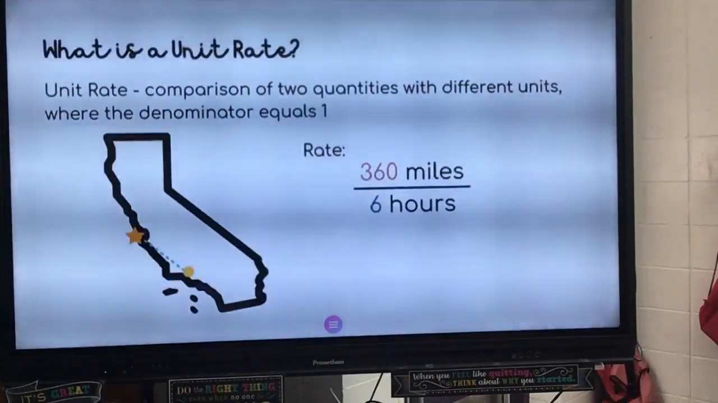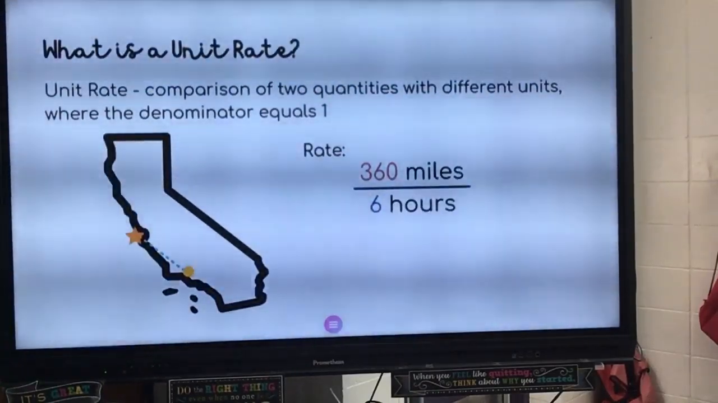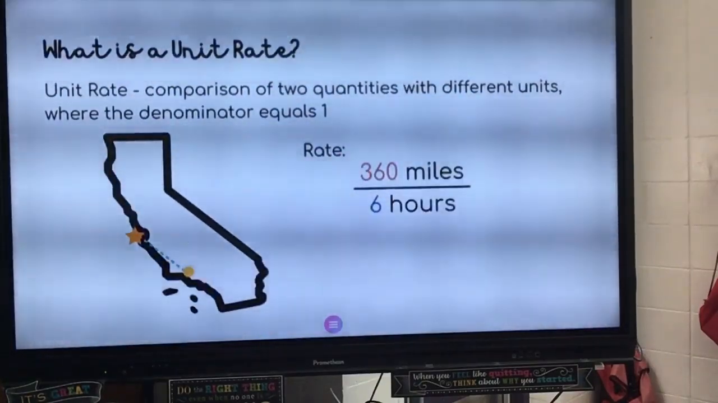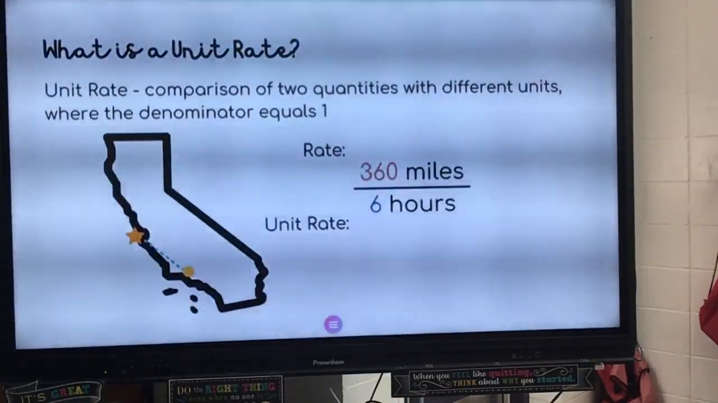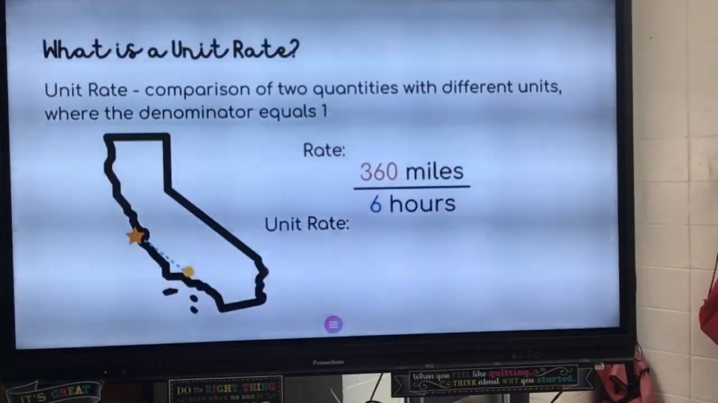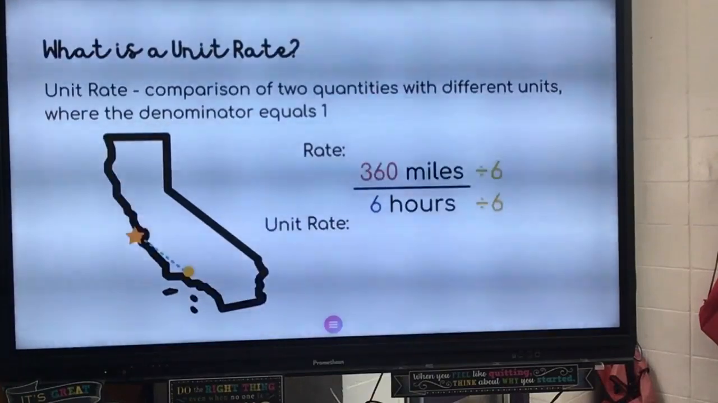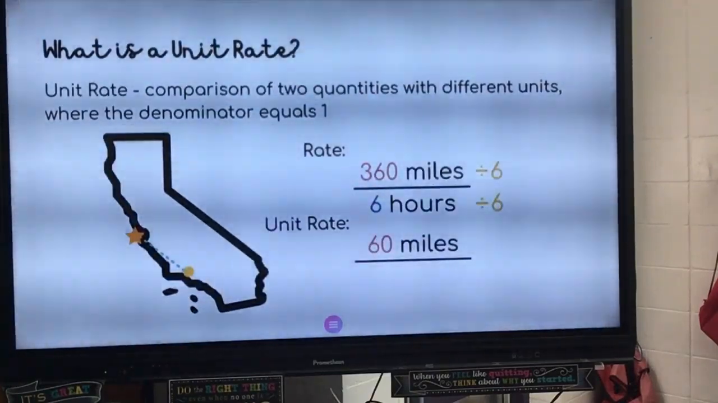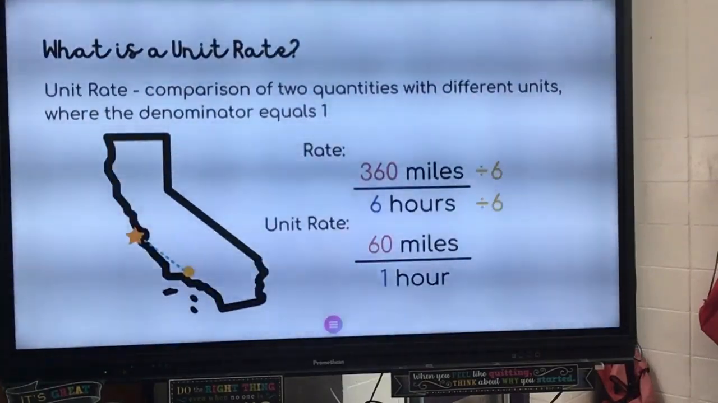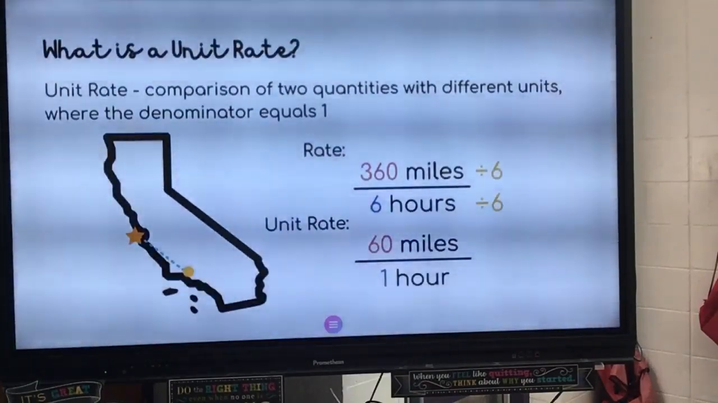If we go back to our previous example of the road trip from LA to San Francisco, our rate was 360 miles per 6 hours. In order to get the unit rate for that trip, we need to make the denominator equal 1. We can do this by dividing both numbers by 6. 360 divided by 6 equals 60, and 6 divided by 6 equals 1, which is exactly what we wanted for our unit rate. So now that our denominator equals 1, we found our unit rate.